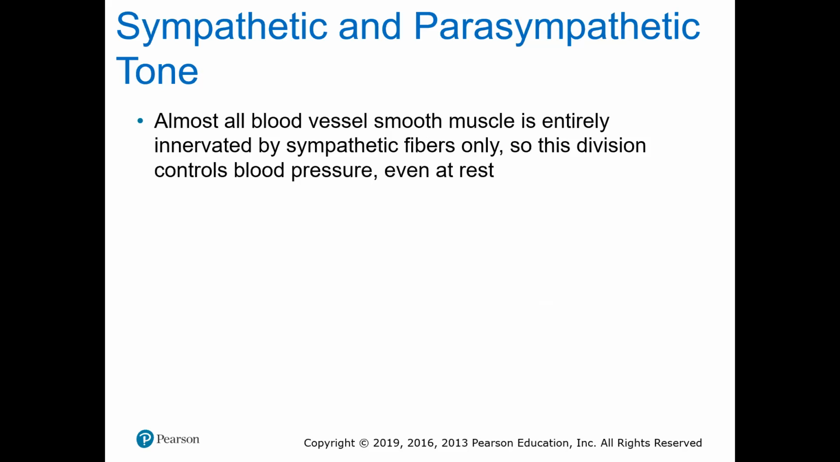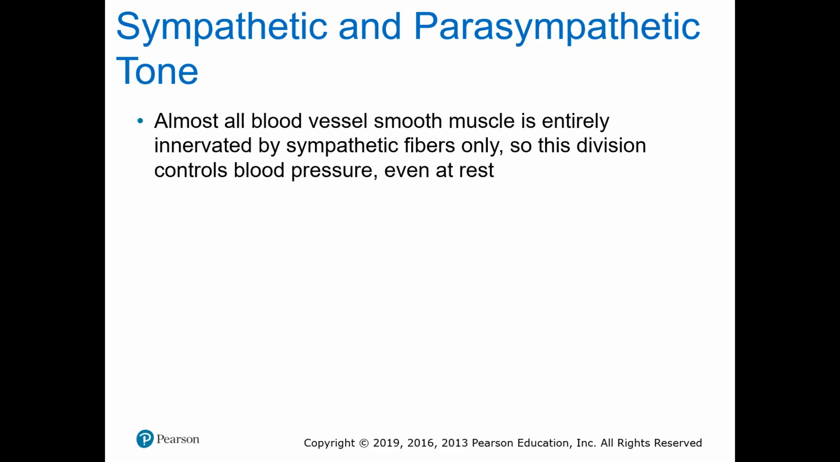Now, there is one example here. Smooth muscle around our blood vessels is what allows our blood vessels to enlarge or to shrink. We call it vasodilation when our blood vessel enlarges, and vasoconstriction when the diameter of the vessel shrinks. This is controlled only by the sympathetic side.